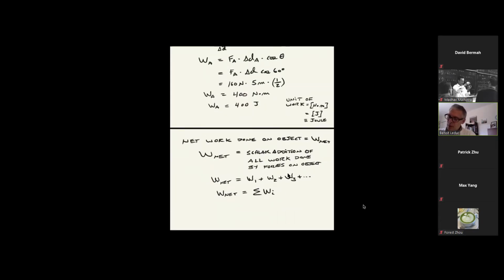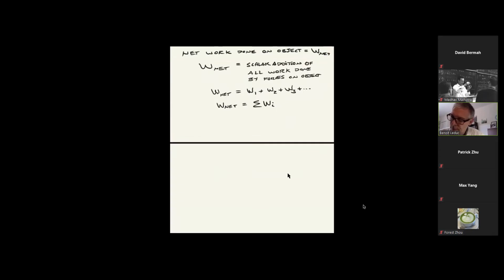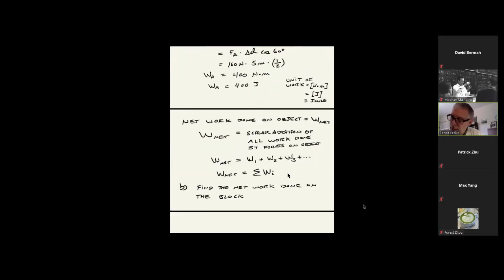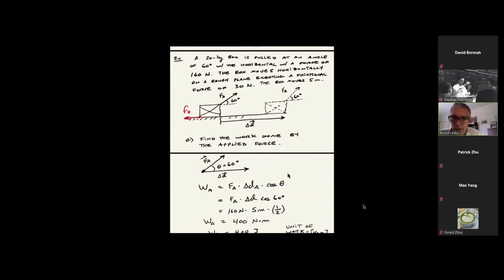All right, so let's do this one here. So B, find the net work done on the block. So remember the block is this here, right? So now we're going to find the net work done on this block.